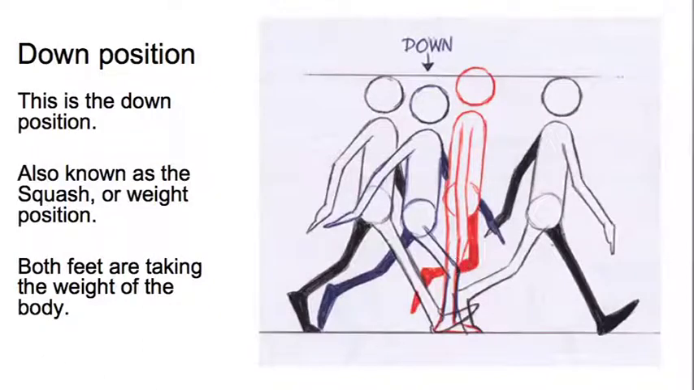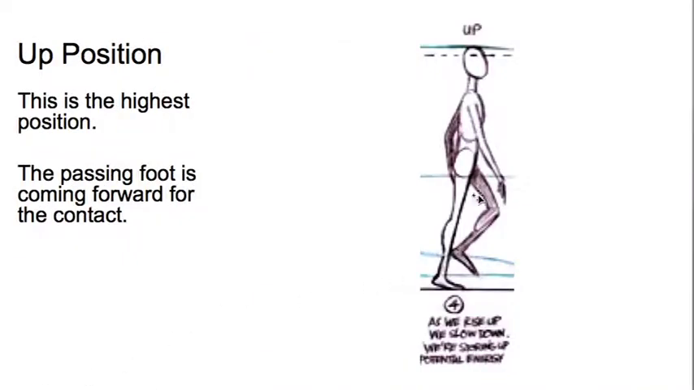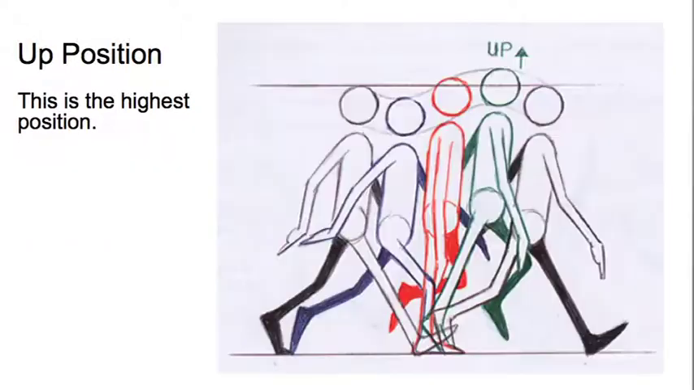And here's the up position, that's the high position, and we'll just go in and see how that filters in, and there it is. There's our contact, squash, passing, and then our up position where this left foot is now coming in for the contact. So that's 1, 5, 9, 13 and 17. So you see the timing works very nicely.